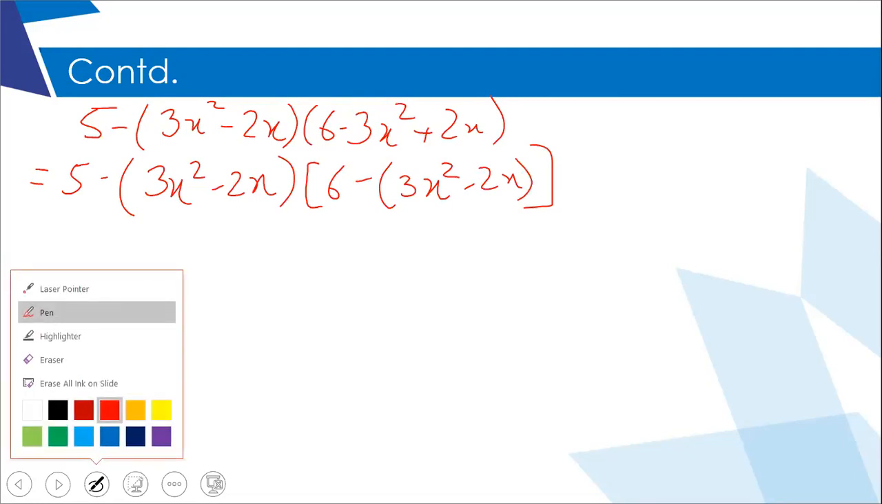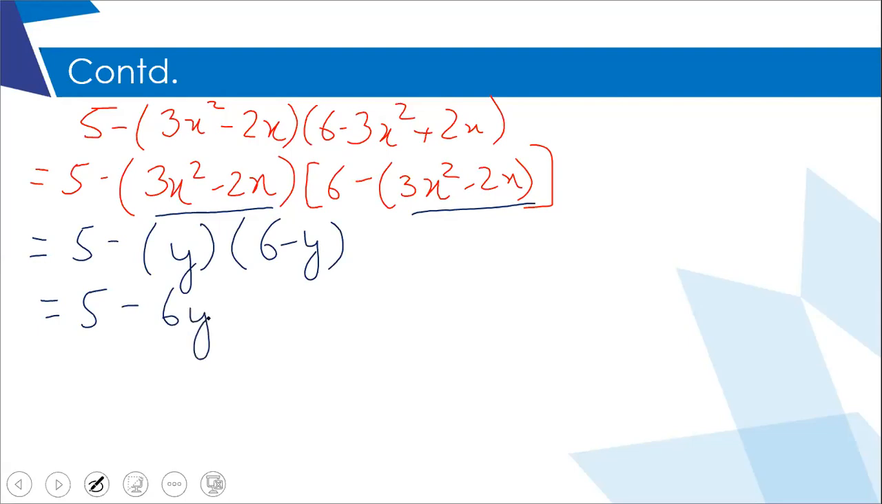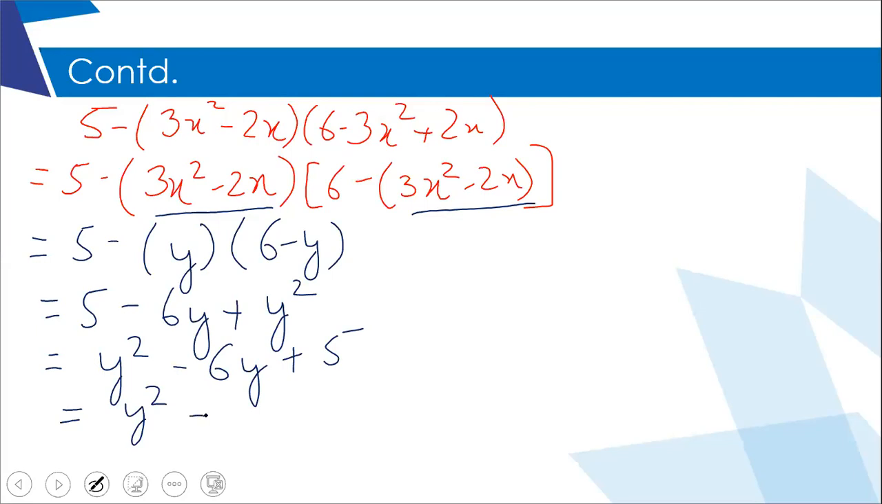Now what I will do is, I will just take this and this as y because they are the same. So it will become y, and this will become 6 minus y. Then I will multiply. This is my final equation. I will write it in the descending powers of y and then I will split the middle term, minus 5y and minus y.